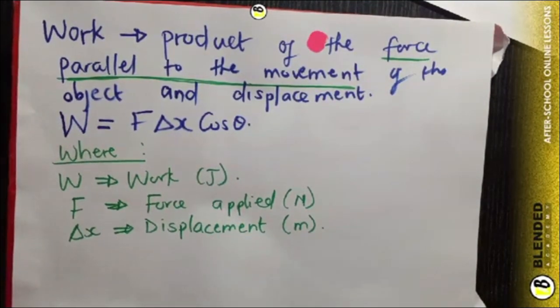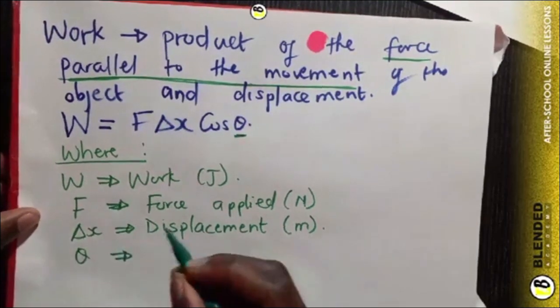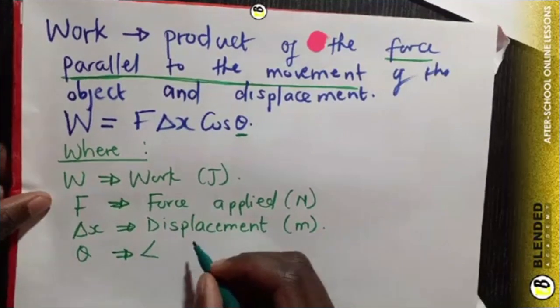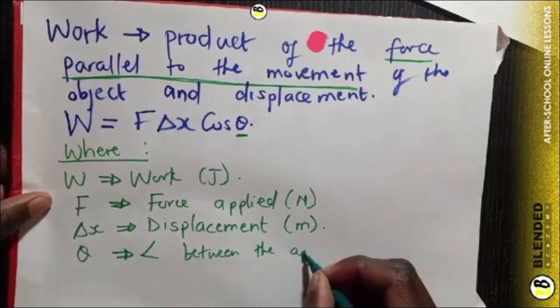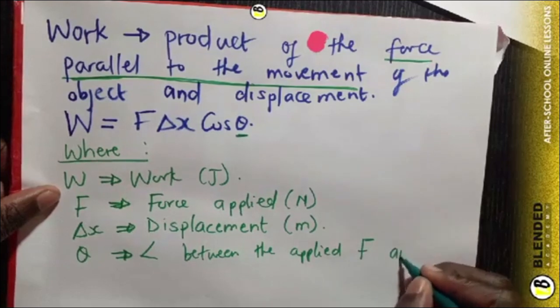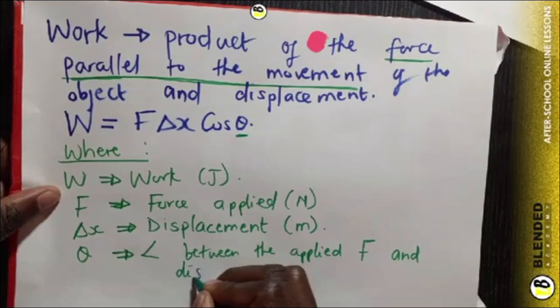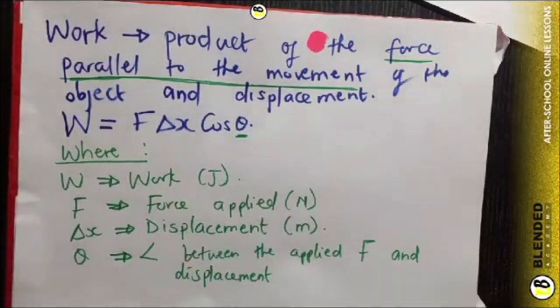So it's the distance that the object moves as a result of the applied force. That's your displacement. And now the theta that you see there represents the angle between the applied force and displacement. I'm going to show you how we're going to apply all this when you're solving different examples or different problems involving work, and I'm going to do that in a few minutes to come.